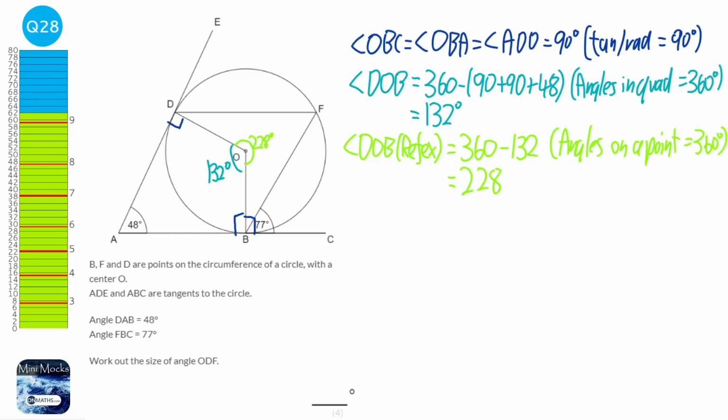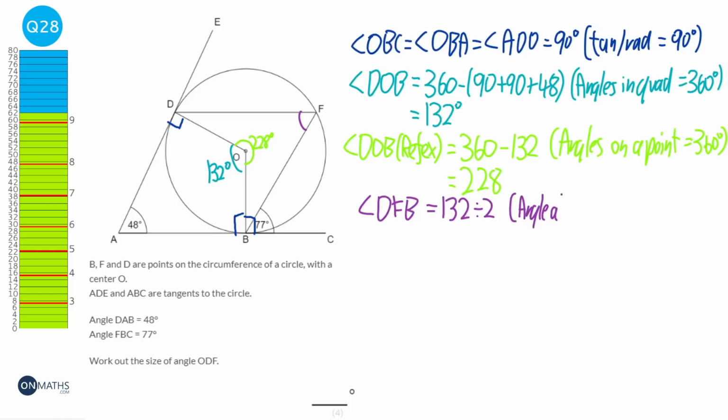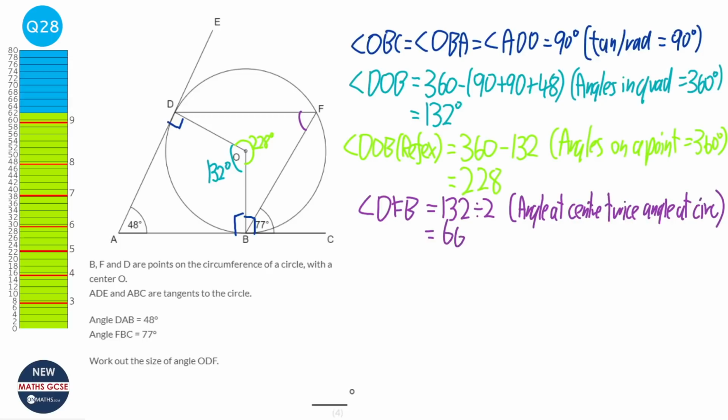Now we can also use the circle theorem to work out this one, because we've got an angle at the centre and an angle at the circumference. And the angle at the centre is twice the angle at the circumference. So angle DFB is going to be 132 divided by 2. Angle at centre twice angle at circumference. Okay, so when we halve that, so 132, and we're going to halve it, so that's 66 degrees. We should really put degrees on these.